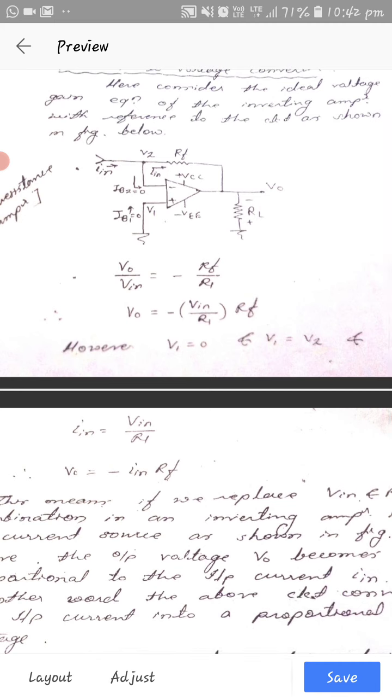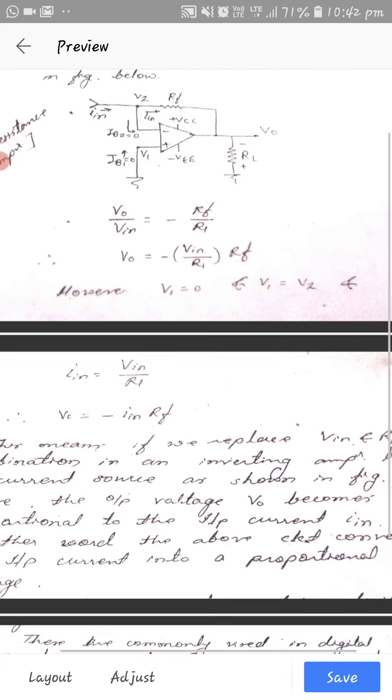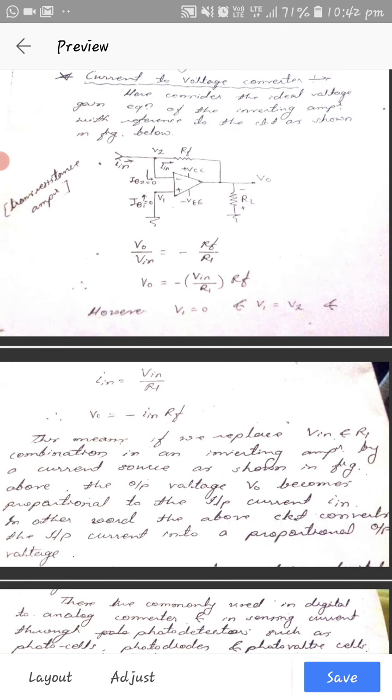However, here we consider the input voltage V1 is equal to 0 and V1 is equal to V2. Putting these values in the equation, the input current I in is equal to V in upon R1, where V in is the input voltage and R1 is the input resistor.